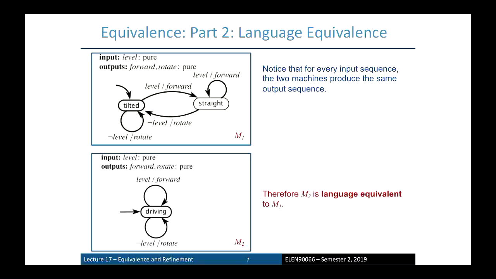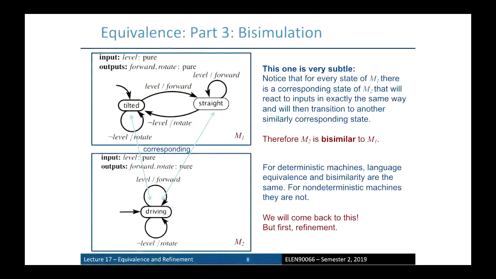So we've got type equivalence, language equivalence, and this is the very subtle one called bisimulation. Now, it's not just simulation, it's bisimulation. What do we mean by bi? Well, bi means obviously left to right, right to left. So it means that M1 simulates M2 and M2 simulates M1. So it goes in both directions.